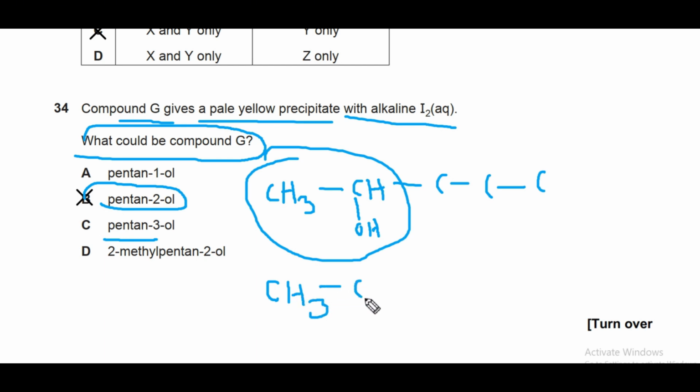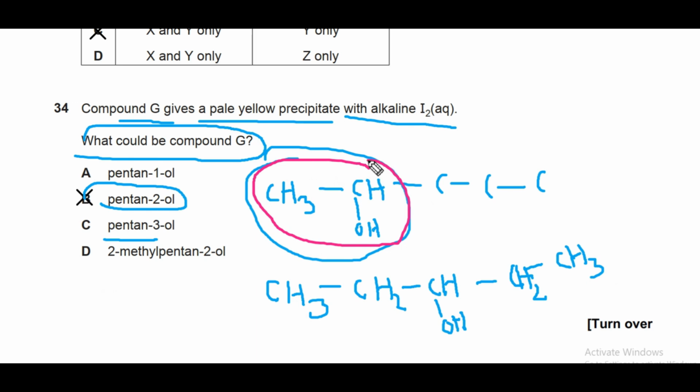Pentan-3-ol means CH3 CH2 CHOH CH2 CH3. So the compound which has only this group CH3CHOH, the secondary alcohol group, will give a yellow precipitate with alkaline iodine. So B is the right answer.